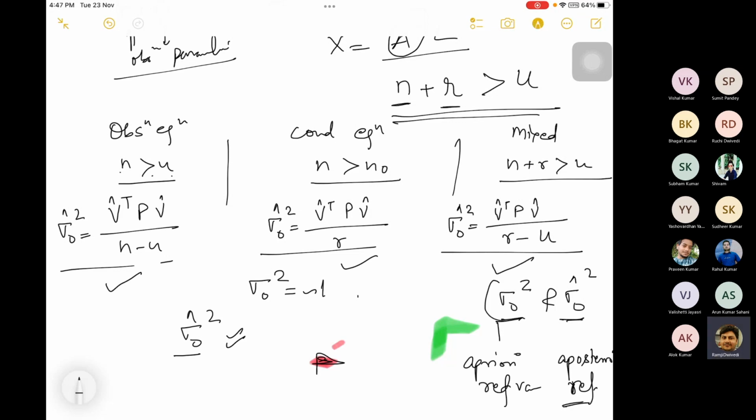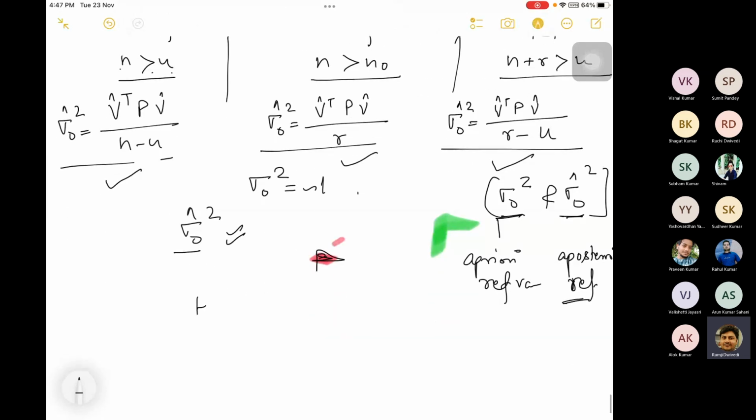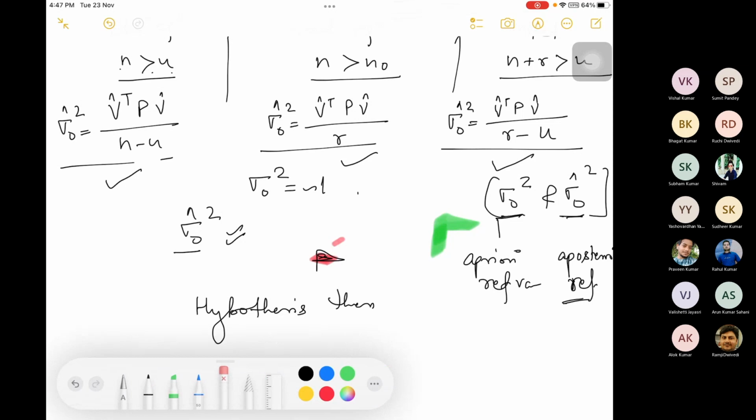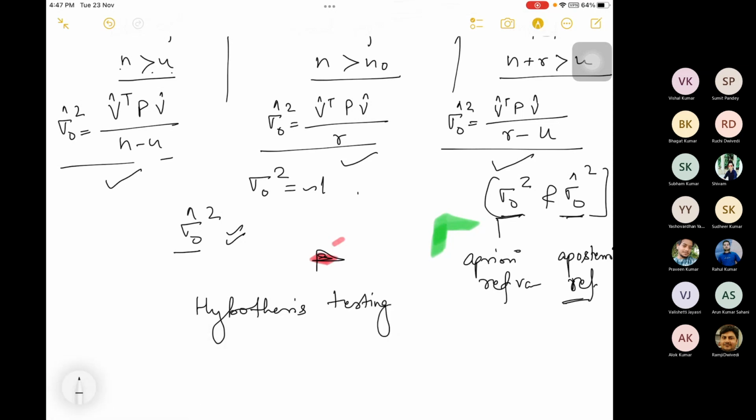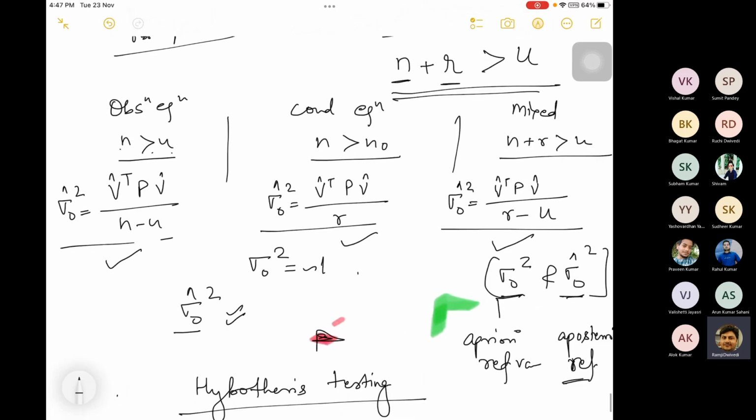This comparison of sigma naught square and sigma naught hat square is part of your hypothesis testing. That will be covered later on, but here you only need to understand how the result acceptance criteria would be prepared. So these are prepared on sigma naught.